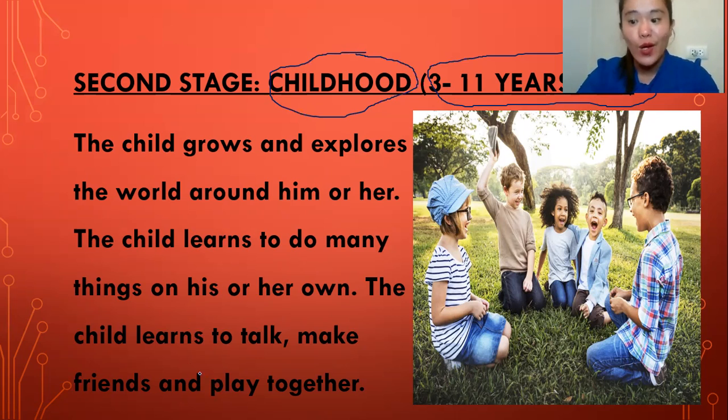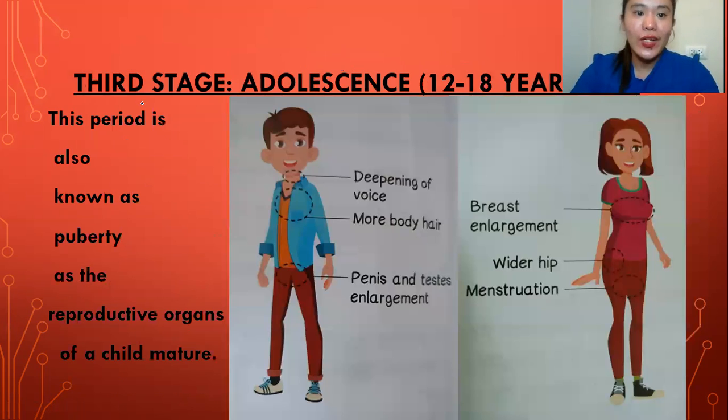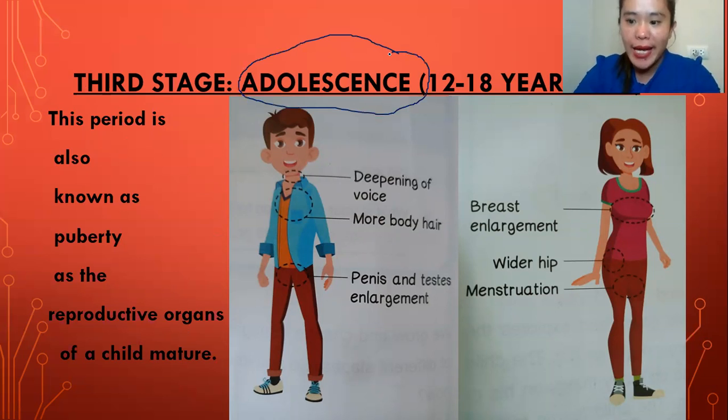All right. So what do you think is your stage today? All right, so it's childhood. Very good. So next, the third stage is adolescence. Everybody, can you say with me? Adolescence. Again, adolescence. So can you spell adolescence, students?